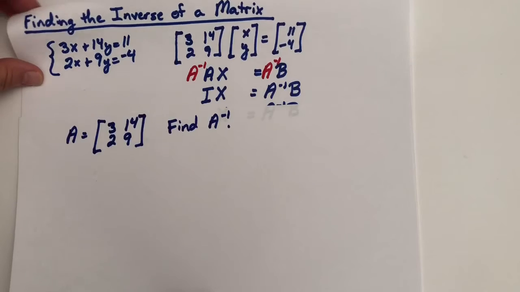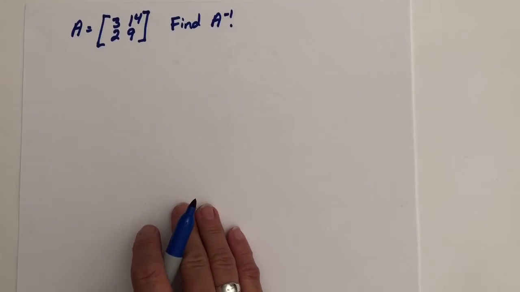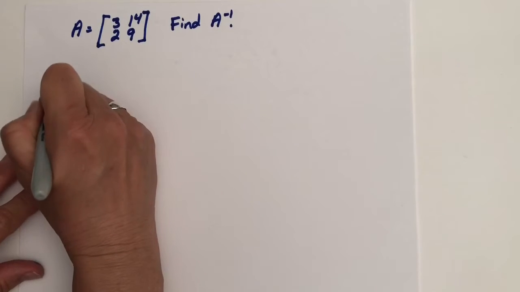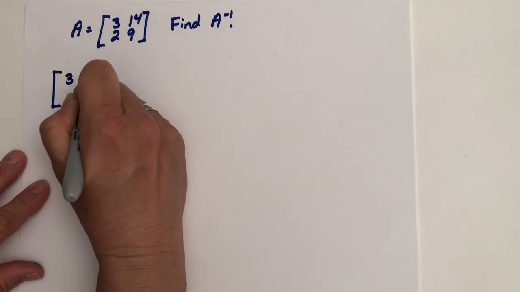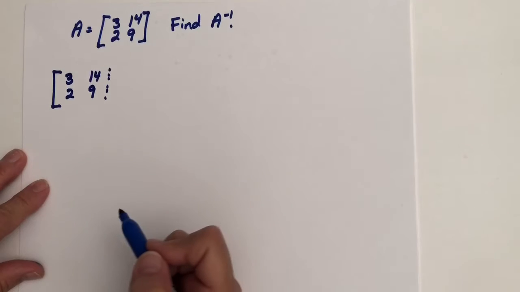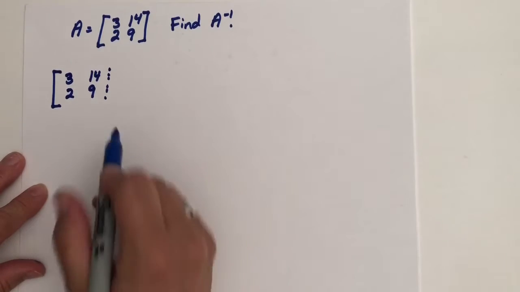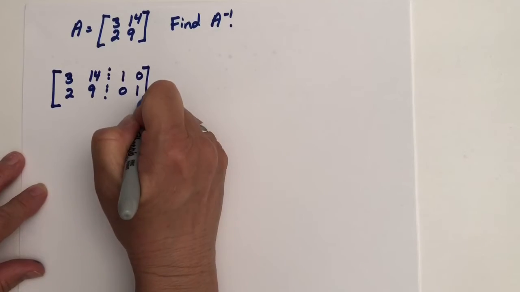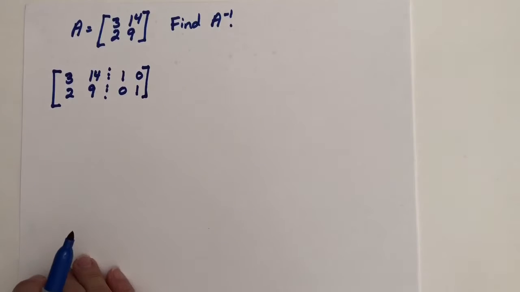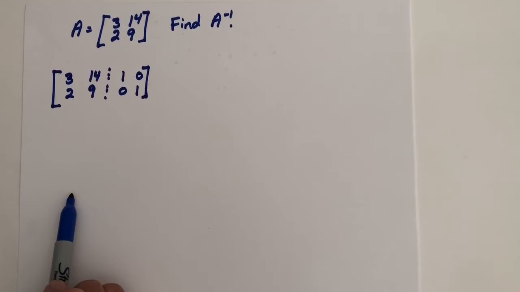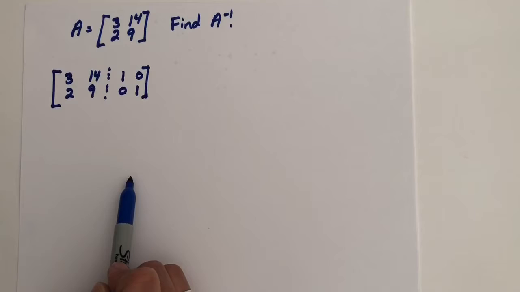Now here's the process that we use. We set up a matrix that has A on the left, so 3, 14, 2, 9, and it has the identity matrix on the right, so 1, 0, 0, 1. And our job is to use the elementary row operations so that we end with the identity matrix on the left, and on the right hand side we'll have the inverse.